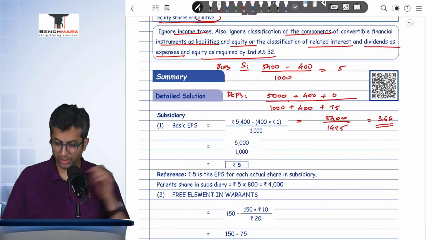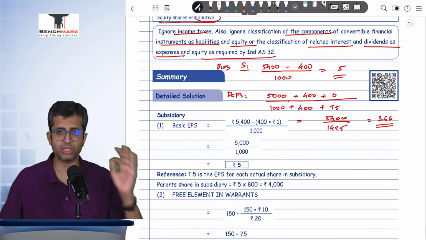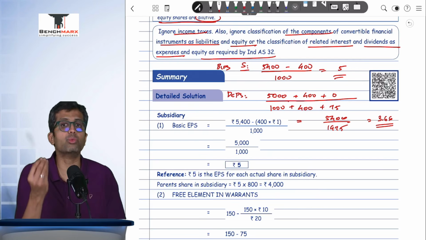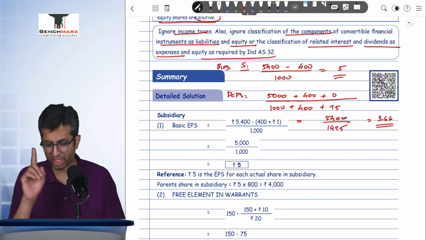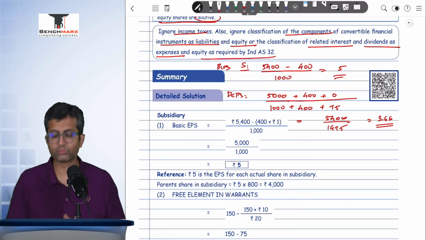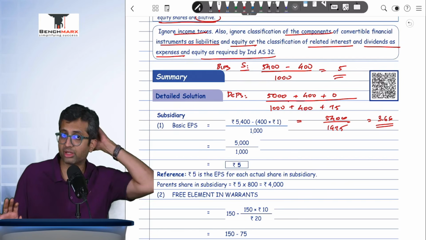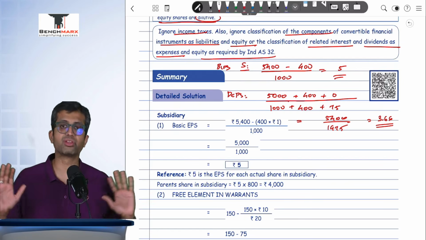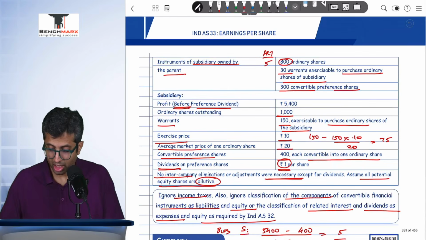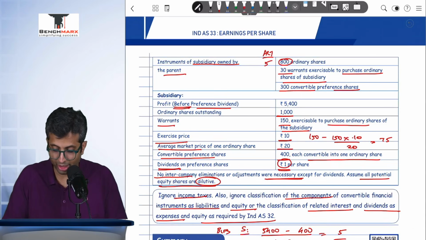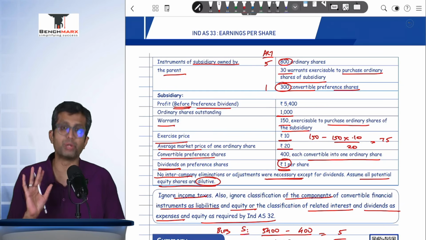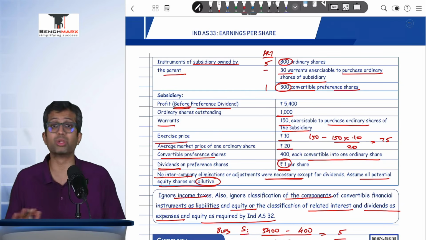Now remember, what does the number 3.66 mean? It means that for every one actual or potential share, 3.66 is the earnings. So over here, there are 800 actual ordinary shares which will earn 5 rupees. There are 300 preference shares. On an actual basis, every preference share will earn a 1 rupee dividend, and on an actual basis, your warrants will earn nothing.